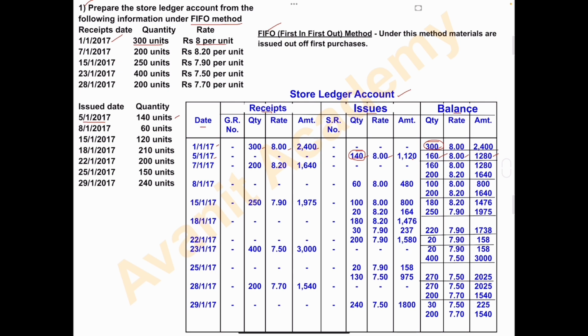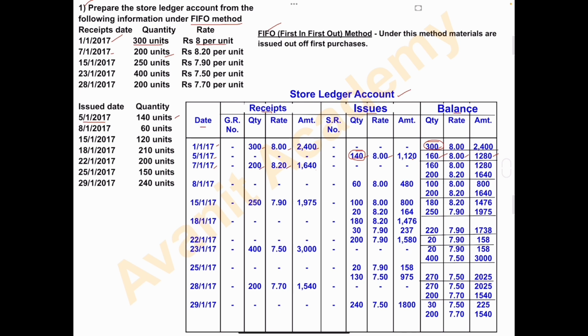7th January 2017. Purchase of raw material, 200 units, at rupees 8.20 per unit. Write the date 7th January 2017. GR number nil. So how many units? 200 units. So in the quantity column write 200 and the rate per unit is 8.20. Multiply this 200 into 8.20 and the amount is 1640. Issues column nil. Now write the balance.